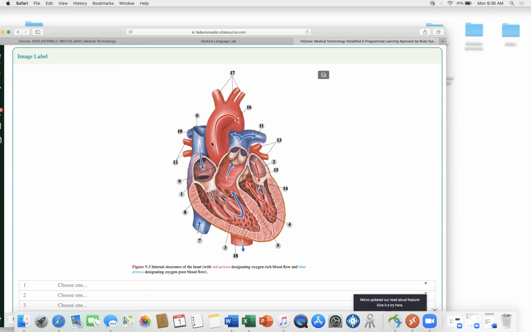And here's the heart, and we already talked about how the veins are colored blue, as in this superior vena cava, inferior vena cava, and how your arteries are colored red. And we already talked about the valves here. These are your AV valves, or your atrioventricular valves. And we already talked about these are your atrium, period, if there's only one we're talking about, and your ventricle, which is this big thing down here.